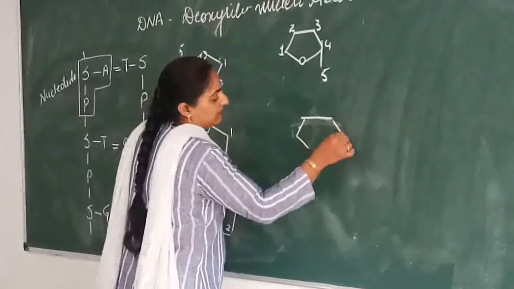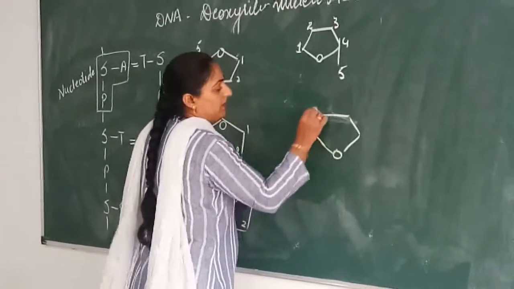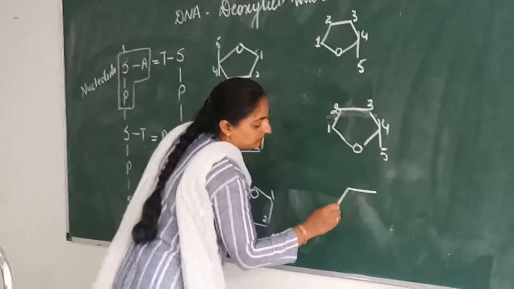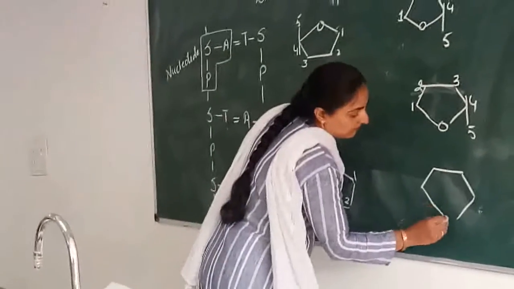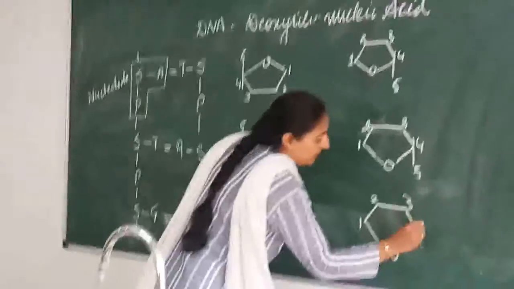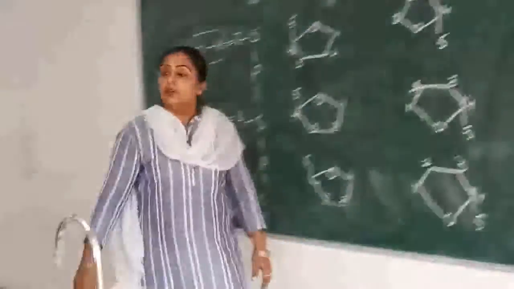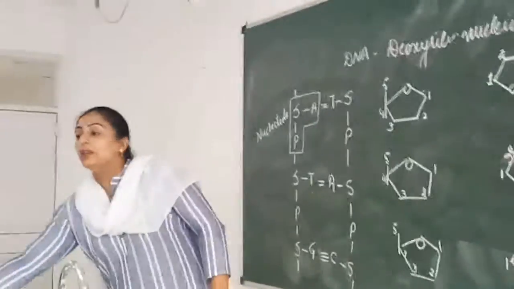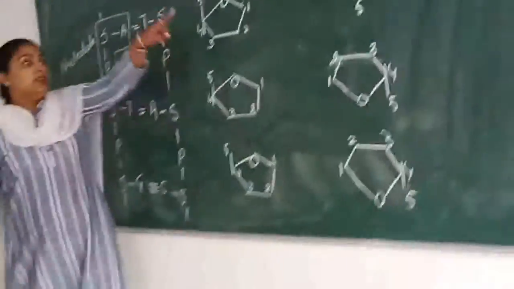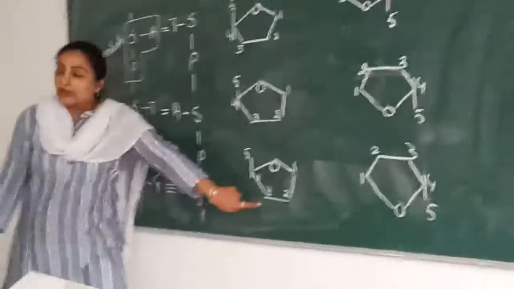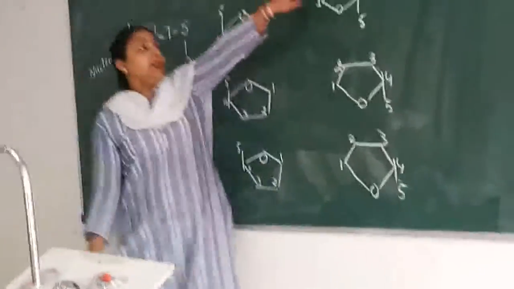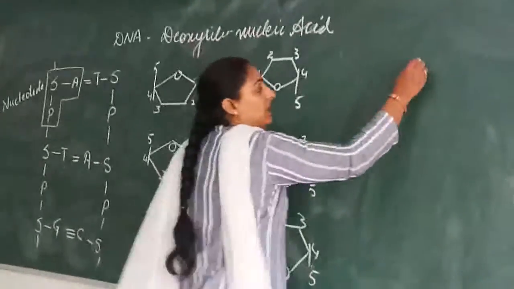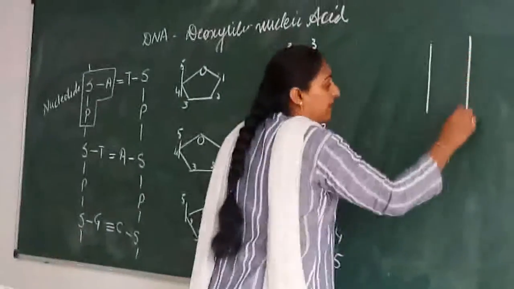it will be like this. 1, 2, 3, 4, 5. 1, 2, 3, 4, and 5. Okay? So this is the position how the sugar molecules are arranged, and they are running anti-parallel to each other. 5' end, here it is, last one is 3' end. Here it is 3' end, last is 5' end. So the direction will be 5 to 3, 5 to 3.